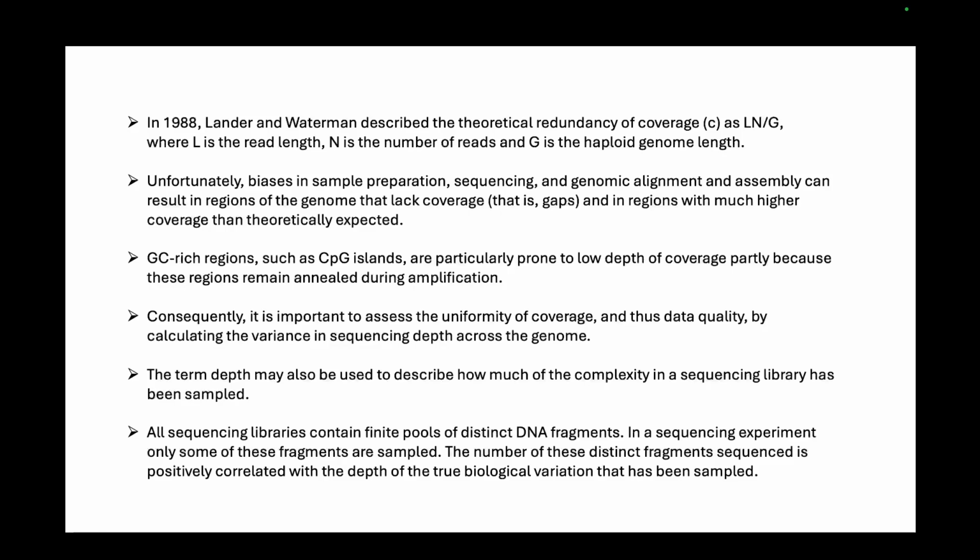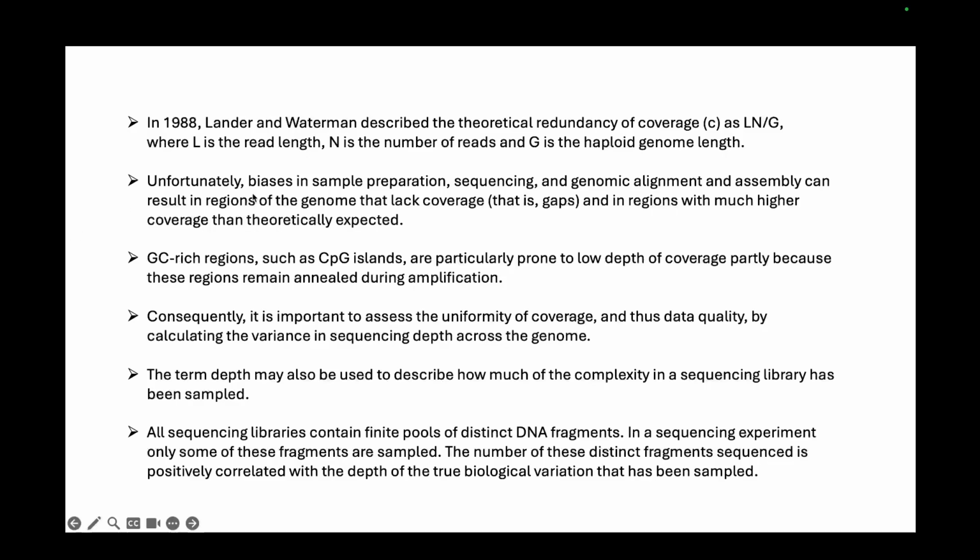So haploid, basically, if you consider only one strand. The human genome is about 3 × 10^9, 3 billion base pairs long. L will be the average read length for that particular sequencing project. For example, Illumina will have a read length of around 150 to 300. N will be the total number of reads that you have, and you divide the whole thing by the total length of your genome.